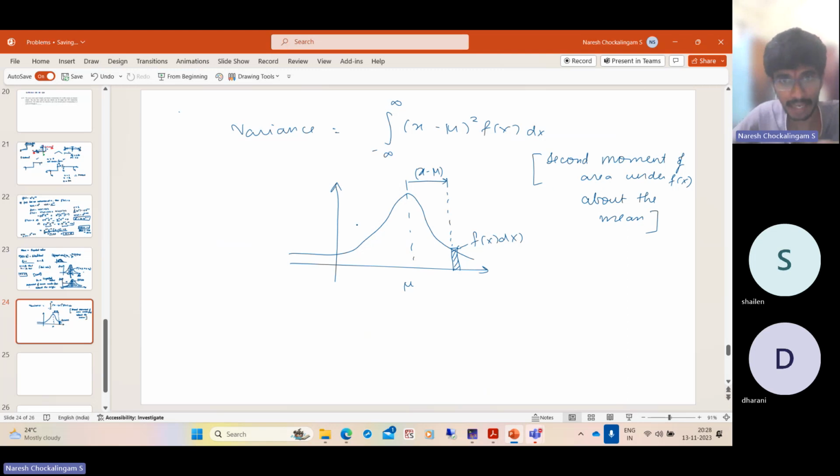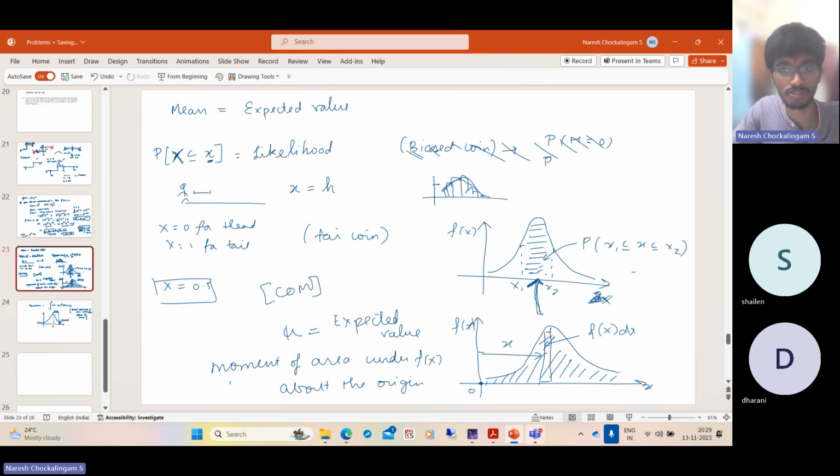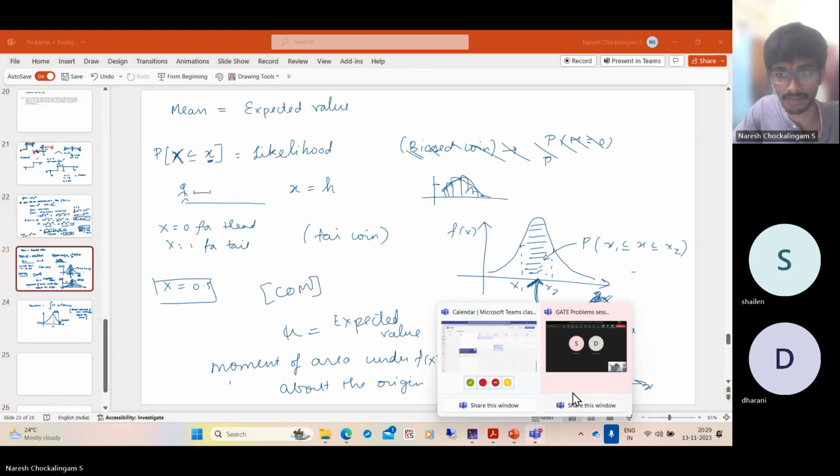Again, this is a measure of the spread. Similar to the moment of inertia, the same area in an I section has a bigger moment of inertia because it has spread the material far away from the centroid. Similarly, variance is a measure of the spread of the distribution. When you take the second moment of something, it measures the spread. Similarly, there are third moments also, which give the skew and things like that, but that's not important from the GATE point of view. So variance and mean should be enough. Is that okay?